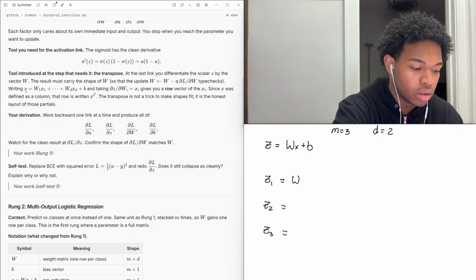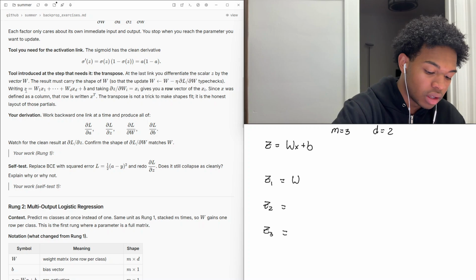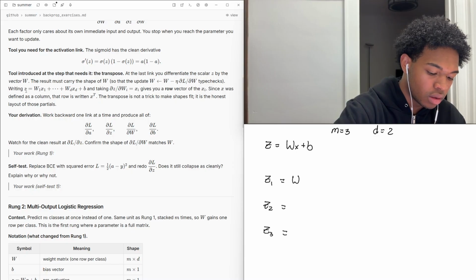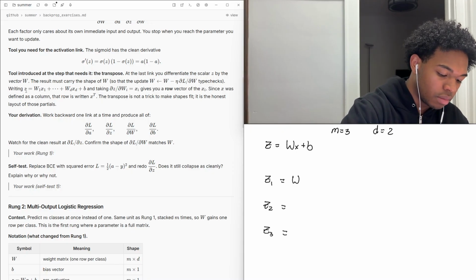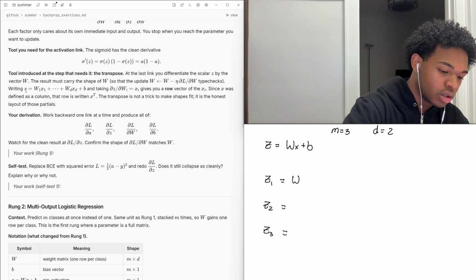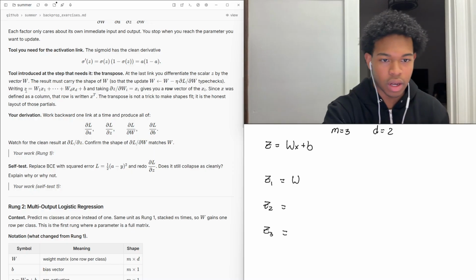Let's get this right. W must be a 3 by 2 matrix because it was multiplied by a 2 by 1 vector and added with a 3 by 1 vector to produce a 3 by 1 vector.